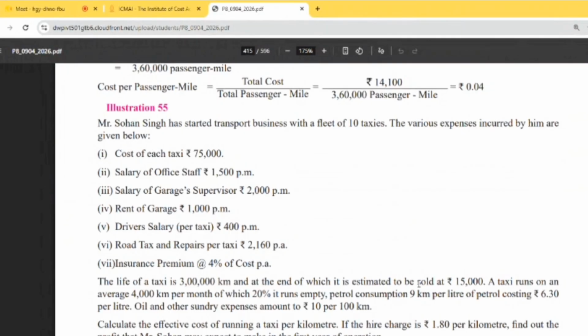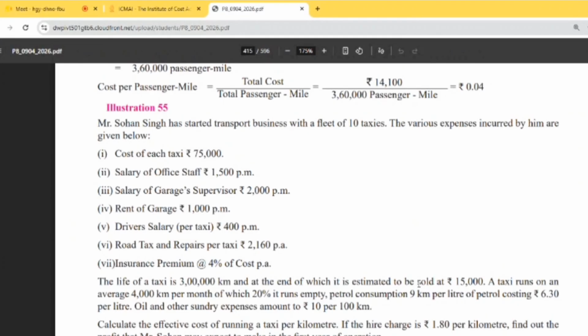Insurance premium 4%. Life of the taxi is 3 lakh kilometers, at the end of which it is estimated to sell at 15,000. A taxi runs on an average of 4,000 km per month, of which 20% it runs empty. Petrol consumption is 9 km per liter. Cost of petrol is rupees 6.30 per liter. Oil and other sundry expenses amounted to rupees 10 per 100 km. Calculate the effective cost of running a taxi per kilometer. If hire charges are 1.80 per kilometer, find out the profit of Mr. Sohan made for the first year.